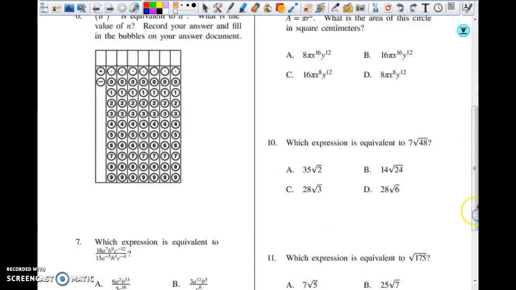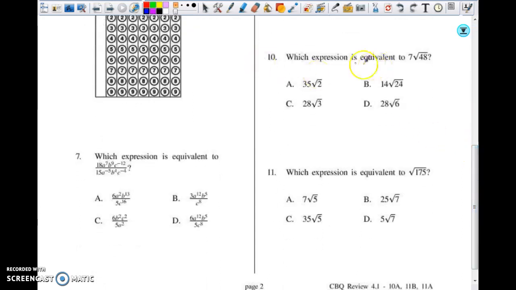Yeah, so we'll skip over 9, and I'm going to go straight to 10 and 11 because this should be extremely easy for you. So we did learn how to simplify these radicals. However, this is the shortcut. You just check your answer. Which expression is equivalent? For the millionth time, equivalent is going to be equal. They're going to be the same.